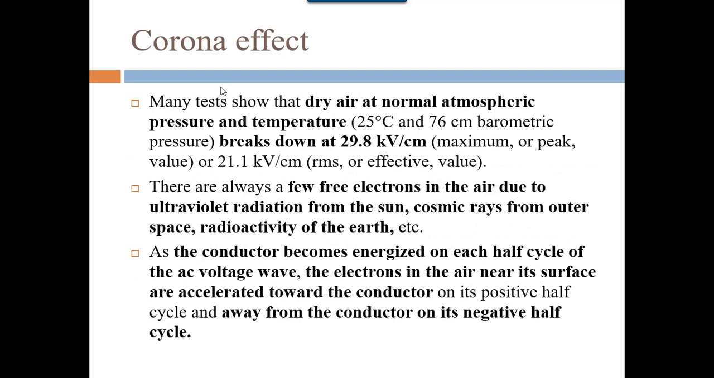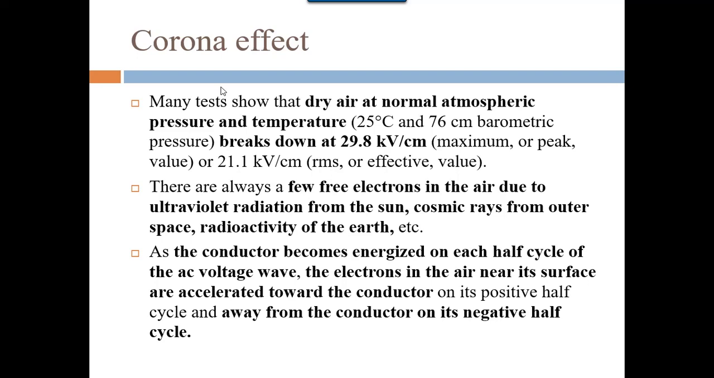Many tests show that dry air at normal temperature and pressure, like 25 degrees centigrade and 76 cm barometric pressure, breaks down at 29.8 kV per centimeter. That means that when we have a voltage gradient above 29.8 kilovolts per centimeter at 25 degrees and 76 pressure, then the air will break down, and the corona effect may occur.